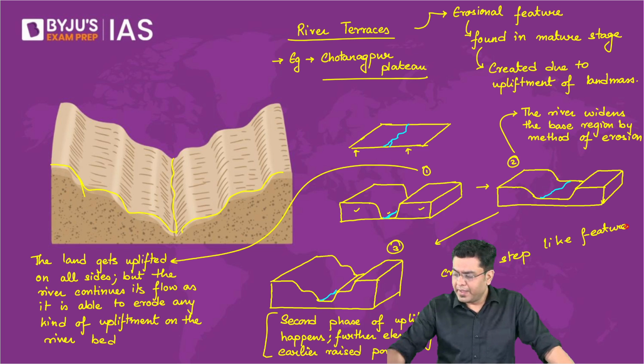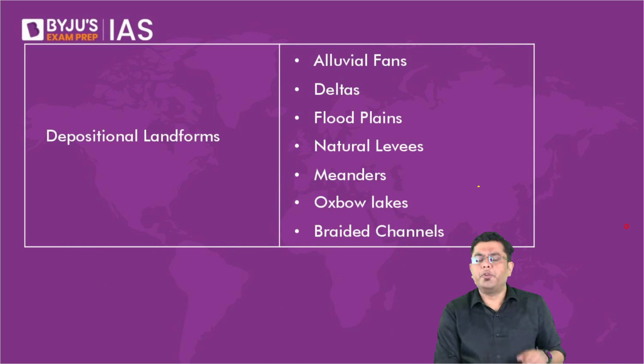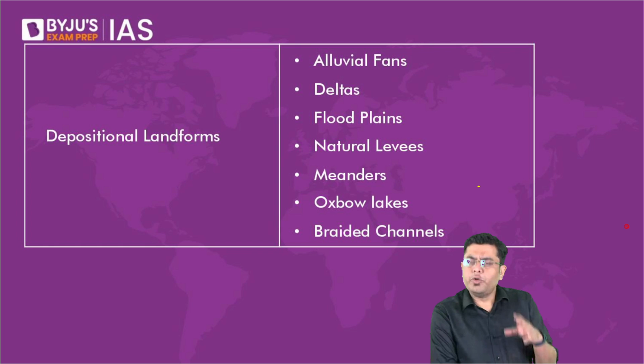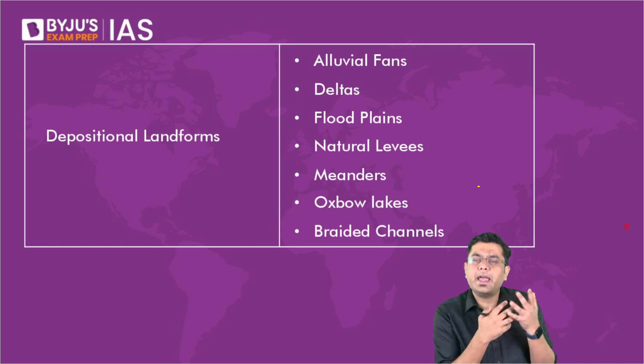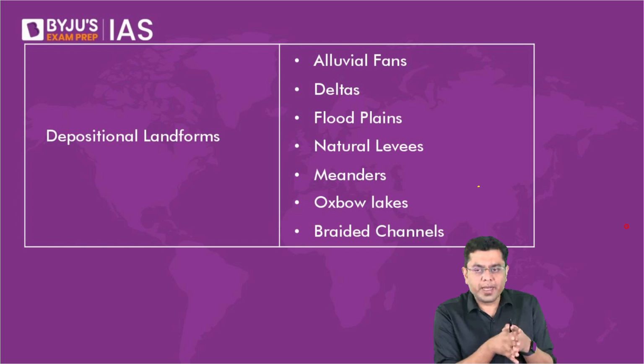Good. Now we come across the depositional features and the depositional landforms which get created. So you have a variety of depositional landforms, and deposition is carried out when the speed reduces. As the speed reduces, the carrying capacity reduces as well, and that is where deposition will be initiated.